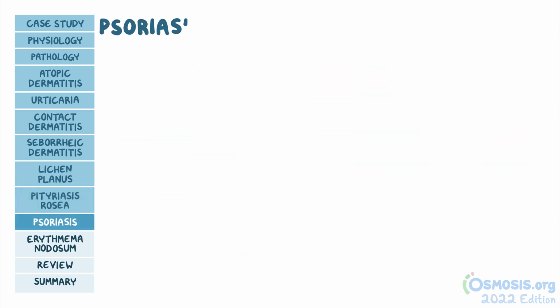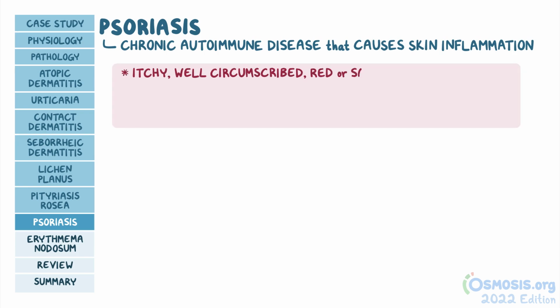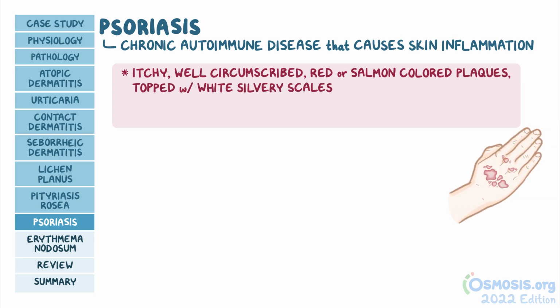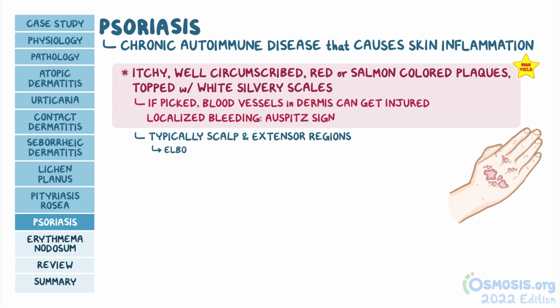Next, there's psoriasis, a chronic autoimmune disease that causes skin inflammation. The telltale sign of psoriasis is itchy, well-circumscribed, red or salmon-colored plaques, topped with white silvery scales. If scales are picked off, the blood vessels in the dermis can get injured, causing localized spots of bleeding called an Auspitz sign. The most common locations are typically the scalp and extensor regions, like elbows or knees.